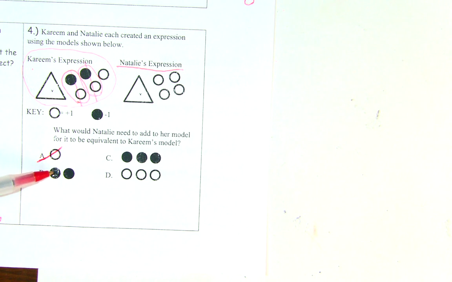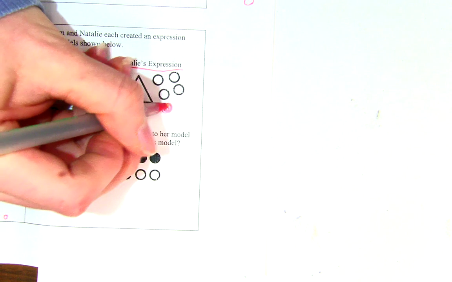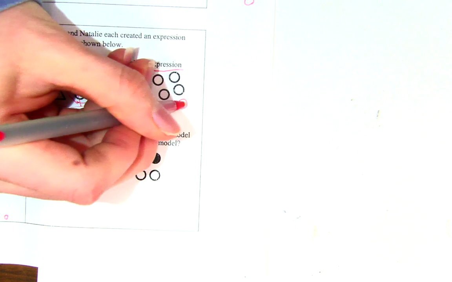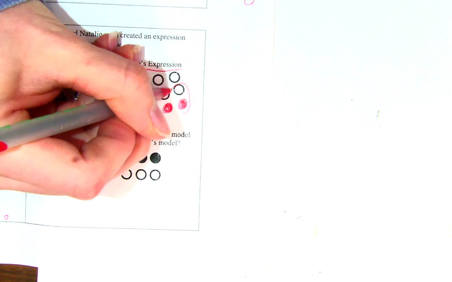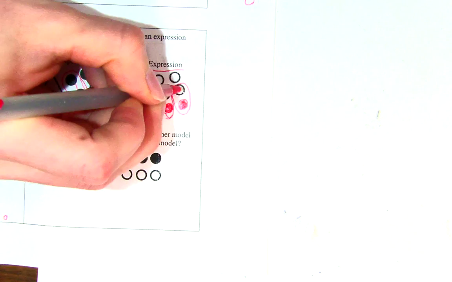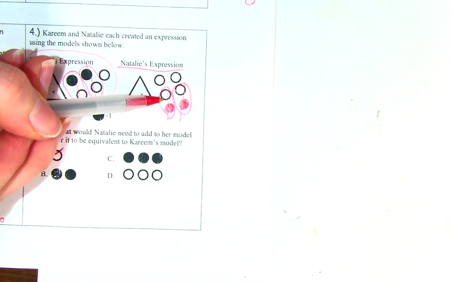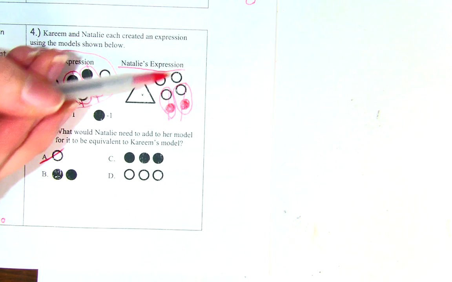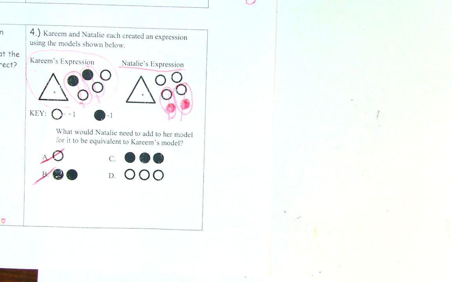If I look at B and add 2 negatives, so let's add 2 negatives. I see I can create 2 zero pairs, and these 2 positives will be gone. But Natalie's still left with 2 positives, and Carmen's only left with 1. So I know B's not my answer.